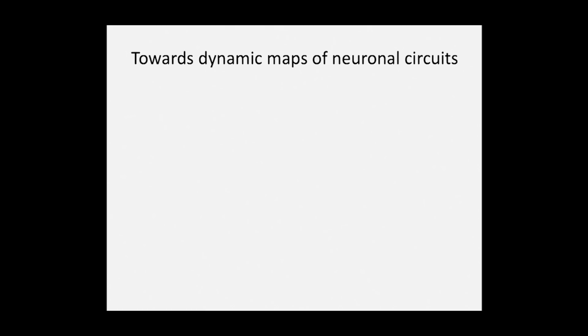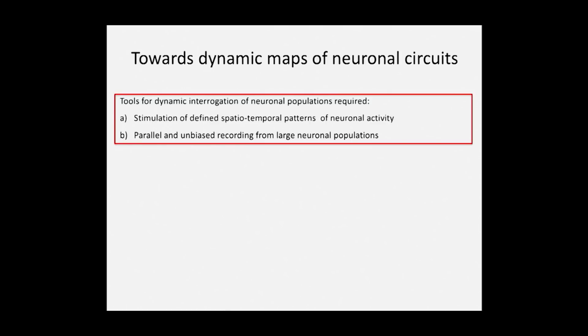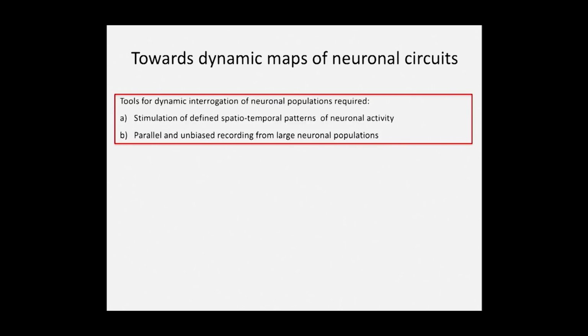In particular, what is necessary here is that we need to have tools that allow us to do 2 things. On one hand, we want to be able to do stimulation of defined spatial temporal patterns of activity on a genetically identified set of neurons, and combine that with a parallel and unbiased recording from an entire population while we are doing that.